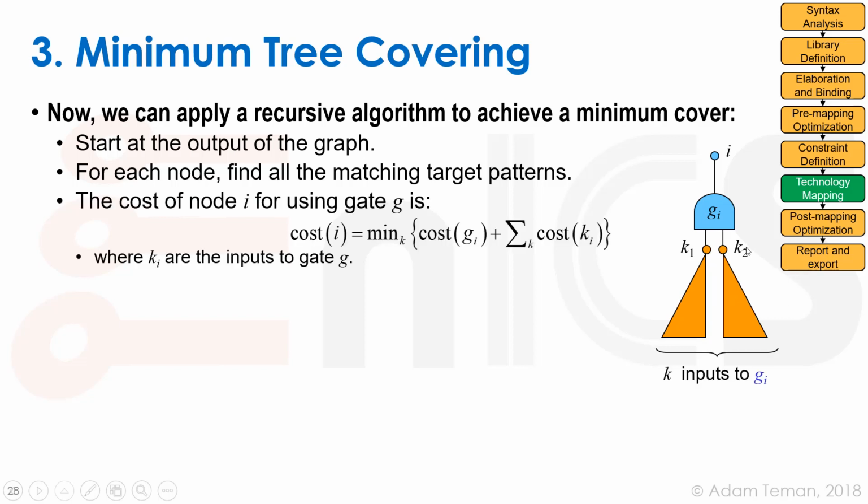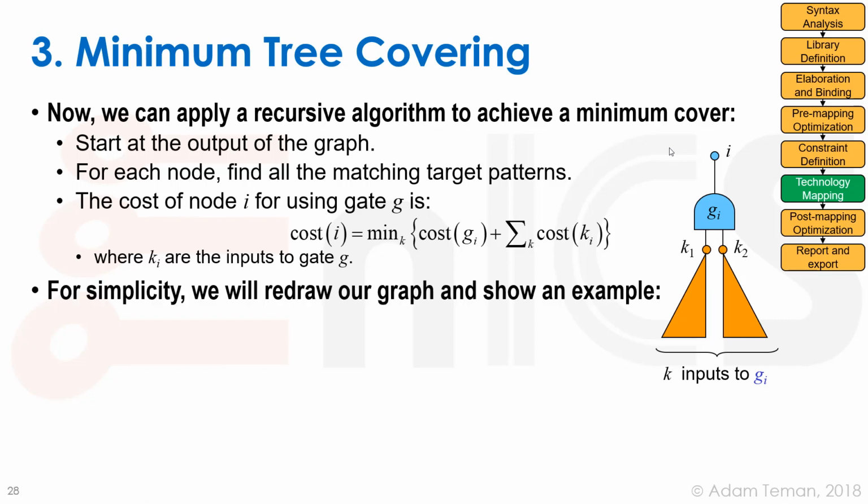Then we calculate the cost of node I, and the cost of this node here is the cost of the gate, plus the cost of this tree, plus the cost of this tree. That's the cost of this node, and that's a recursive function. We try to find the minimum value of that, and if we find it, we have the minimum cost at node I. If we apply the same algorithm to node K1, we'll find the minimum value of K1, and obviously that is part of the minimum value of I, because again, this is a tree, and there is no branching out to other trees and so forth.